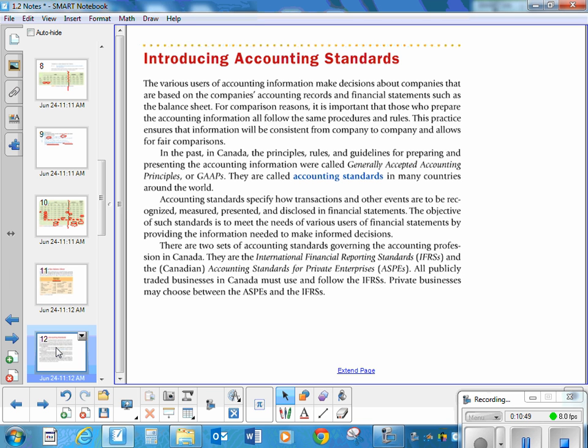Just to move into something a little bit different, we want to introduce accounting standards. And accounting standards are GAAPS, which is Generally Accepted Accounting Principles. We want every accountant to have to follow the same rules. Because if they don't, then it's like basically being a police officer and not having a set of rules to hand out tickets or enforce laws. Okay, so you think of this as being kind of the accountant's law book.